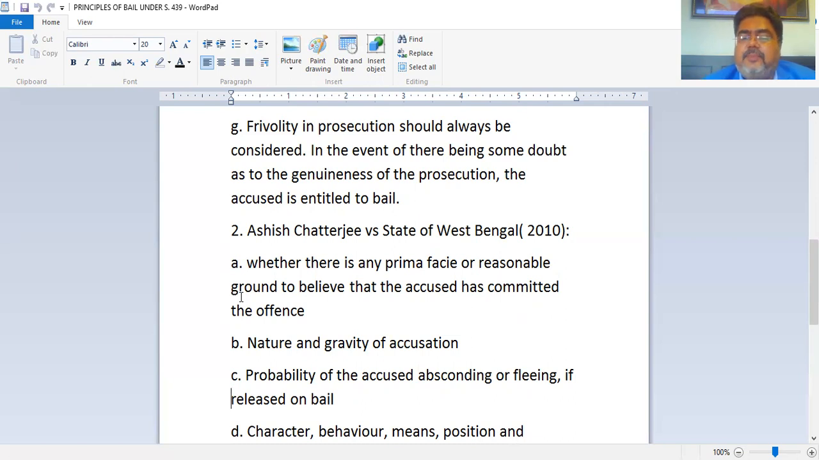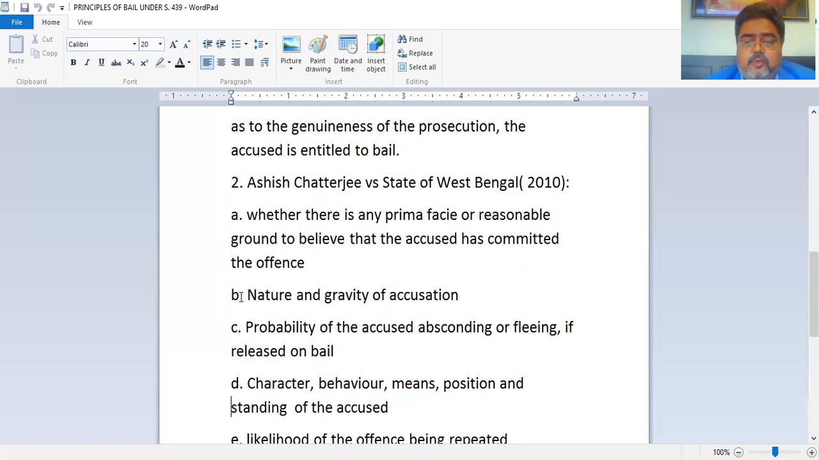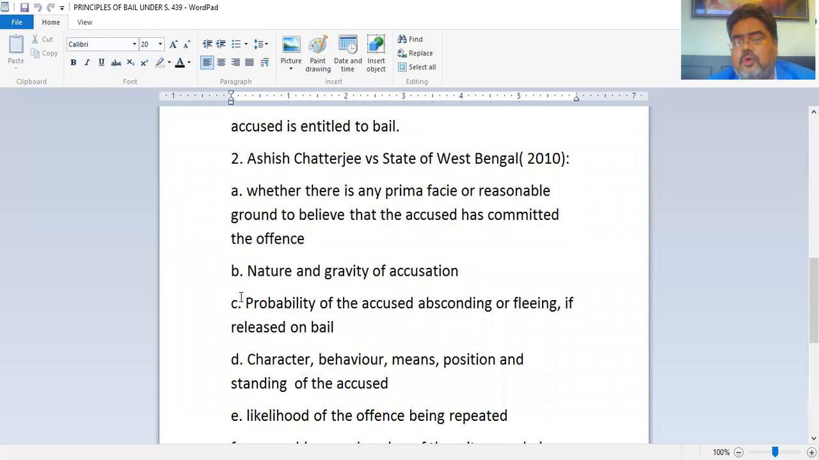Probability of the accused absconding or fleeing. Here the prosecution must bring evidence to show that the accused has the propensity to abscond, the tendency of fleeing. It may be based on the past record, or some evidence like the accused already has a passport, or the accused has already made arrangements for the purpose of fleeing.